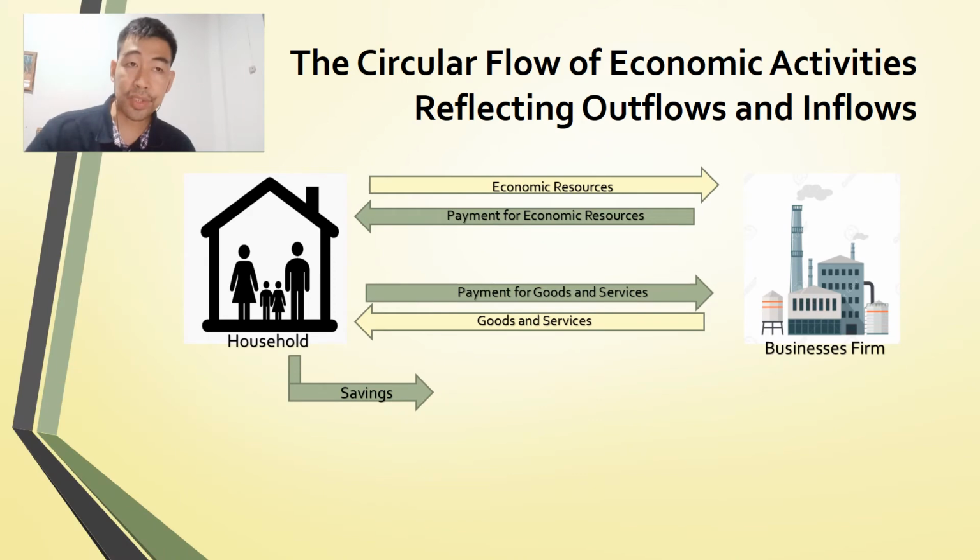The picture shows that the household and the business firm are dependent on each other, or shall we say that the income of the business firm is the expense of the household. On the other hand, the income of the household is the expense of the business firm. So what will happen if the household will save?